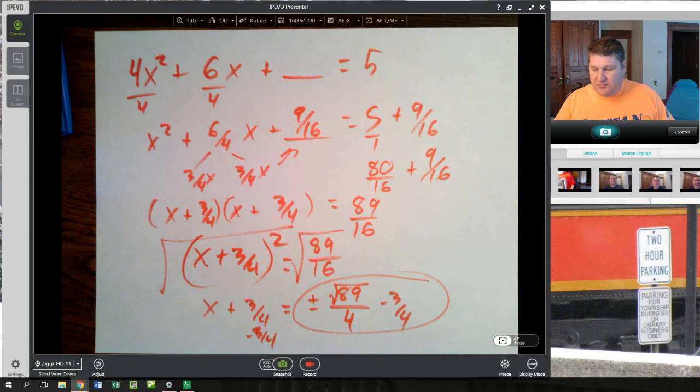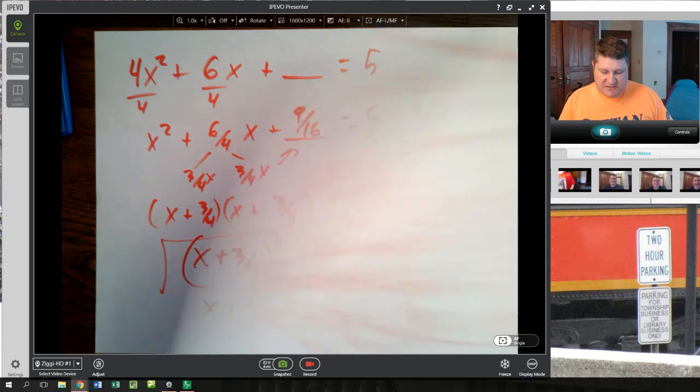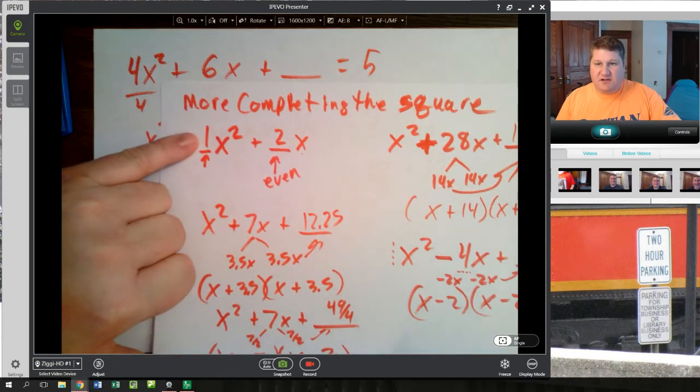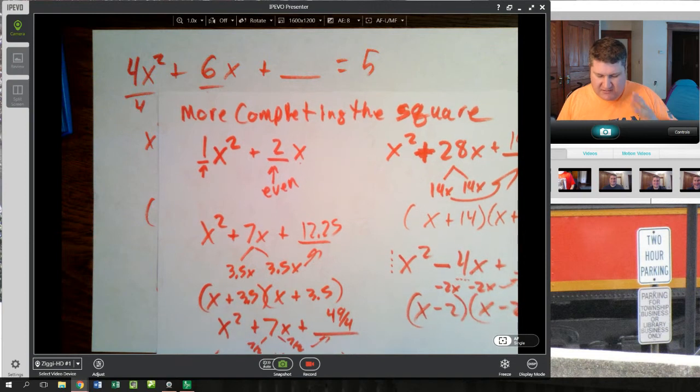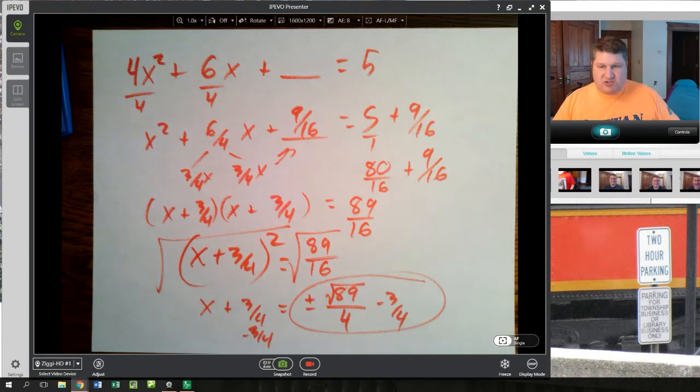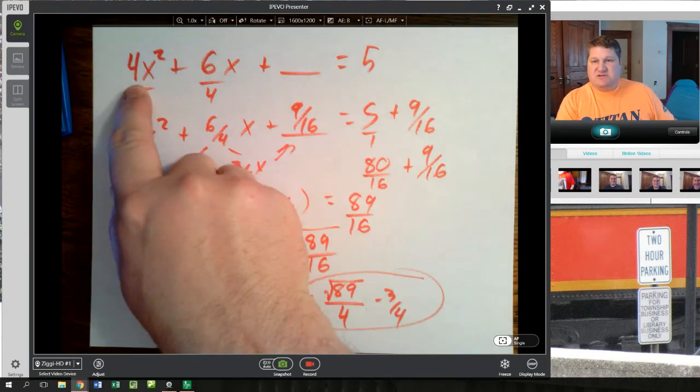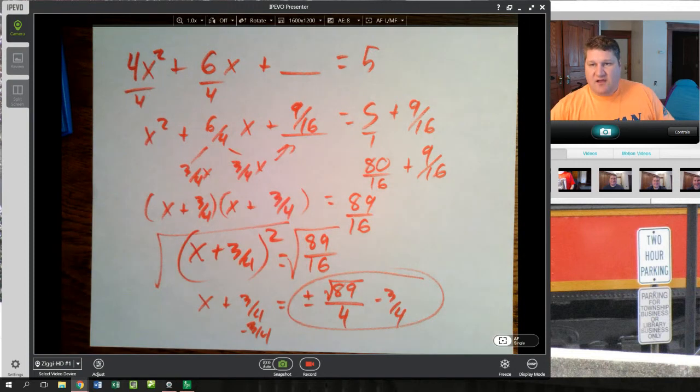So it's more completing the square. You can do it in other things, but the conditions really are a leading coefficient of 1, middle term needs to be even, and then you can use them from there. If you have a coefficient that isn't 1, you could try dividing and see how that works, but it may turn out to be a little bit messy.